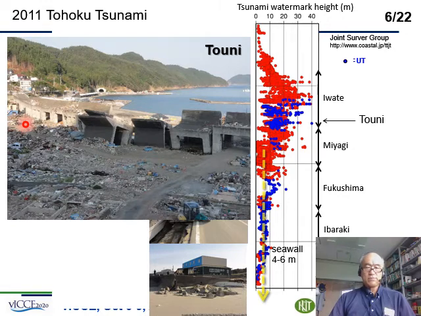Going back to the 2011 tsunami, many seawalls collapsed. Let me show you some pictures starting from the north. This picture shows Taro in Iwate Prefecture. And massive seawalls collapsed. The seawall height is more than 10 meters. And the whole area behind the seawalls was flooded.